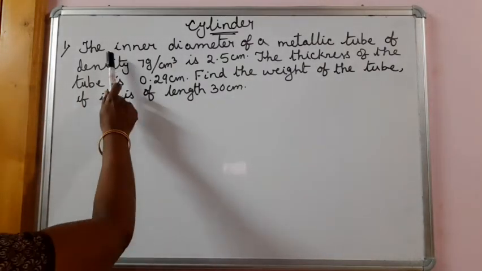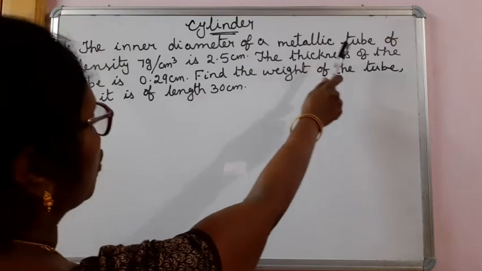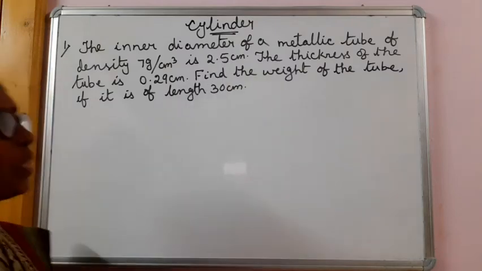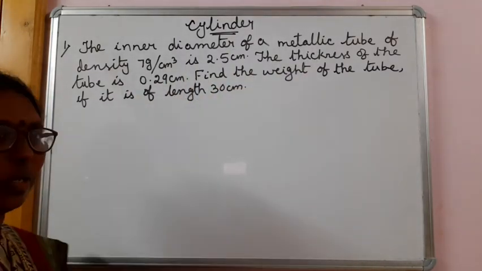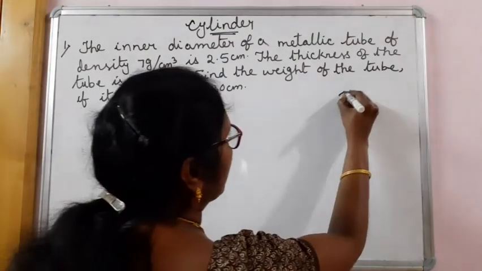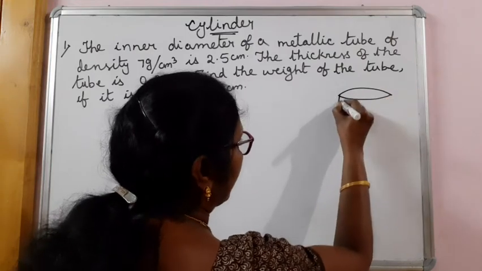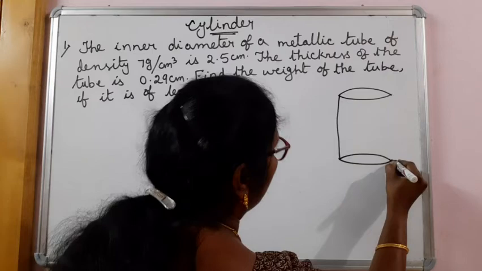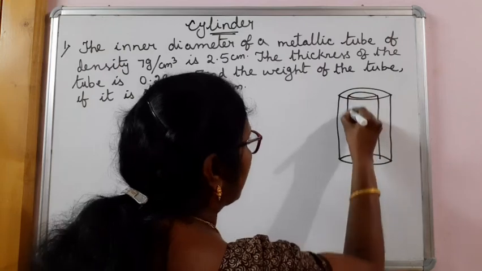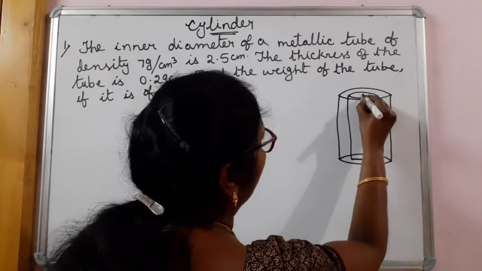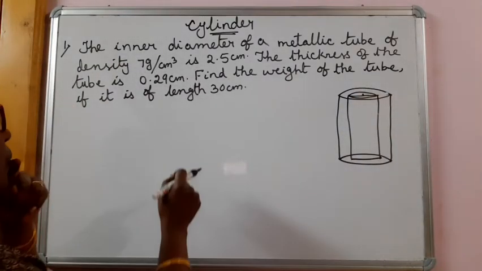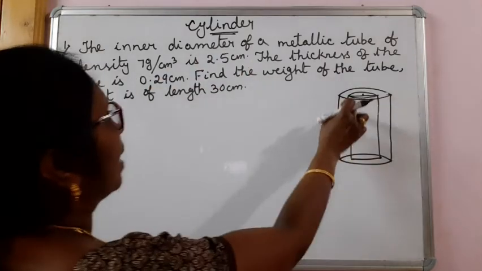Today's problem is: the inner diameter of a metallic tube of density 7 gram per cm cube is 2.5 cm. Inner diameter of a metallic tube means the metal tube is like a hollow cylinder. It has got inner and outer surfaces, so the inner diameter of the hollow cylinder is given to us. And the density of the metallic tube is given.